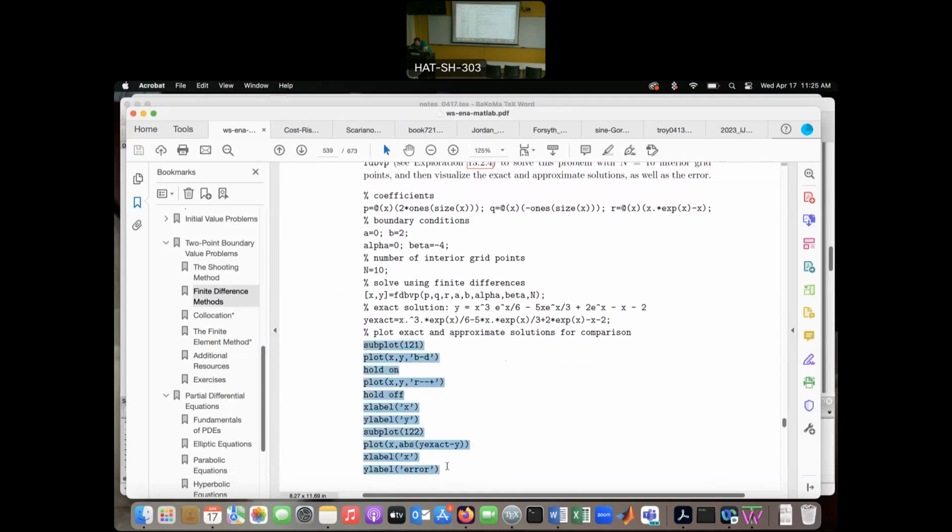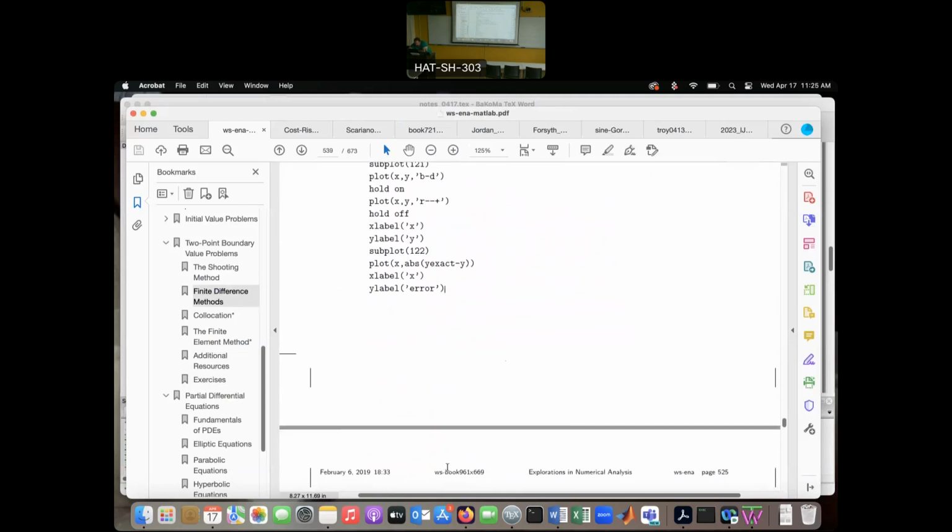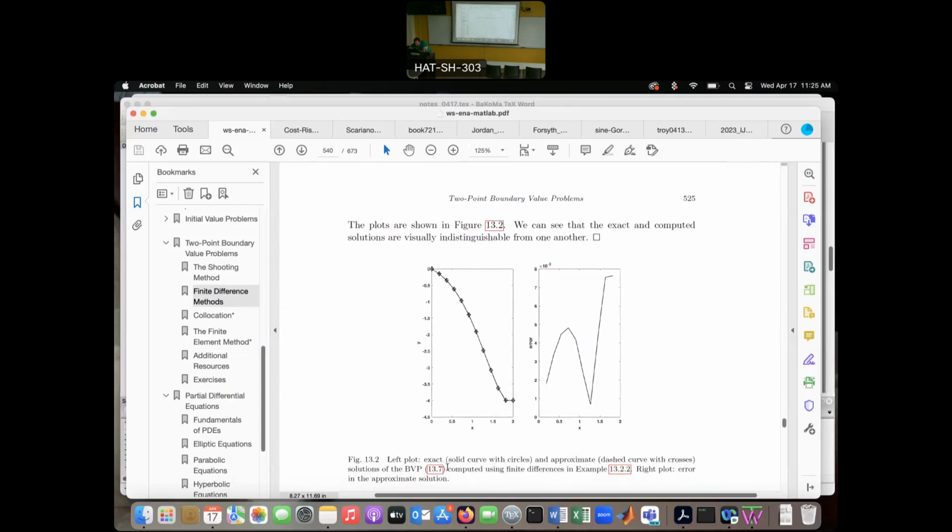And this code snippet right here produces this plot here. So here we have the exact and computed solution. You can see they agree quite well. The error is shown over here. So yeah, there is some error. It's just too small to really detect from the plot over here.